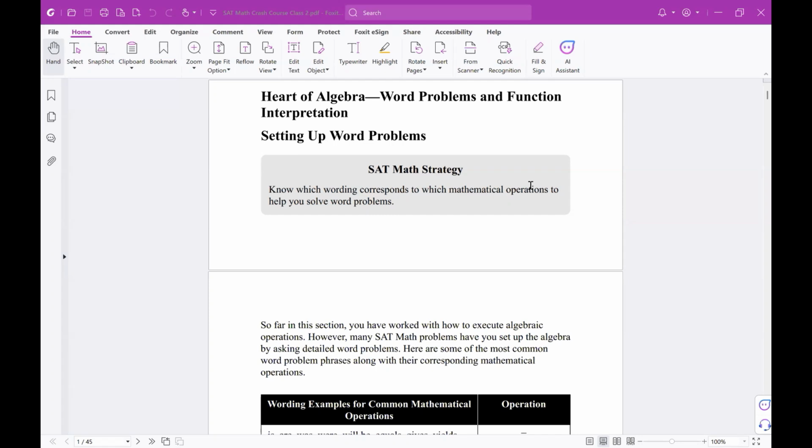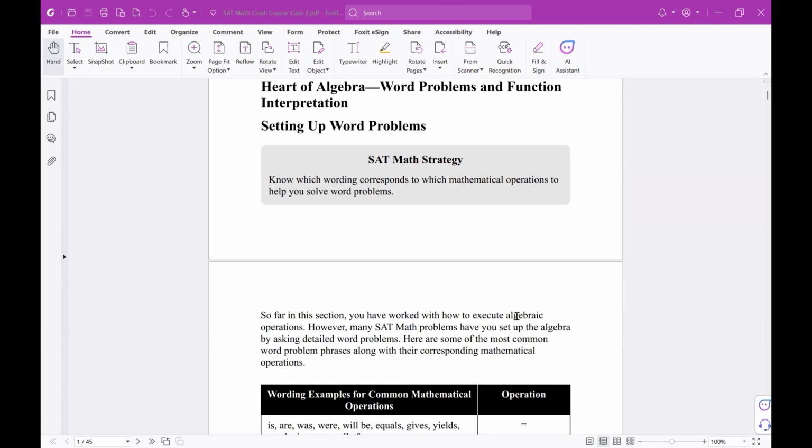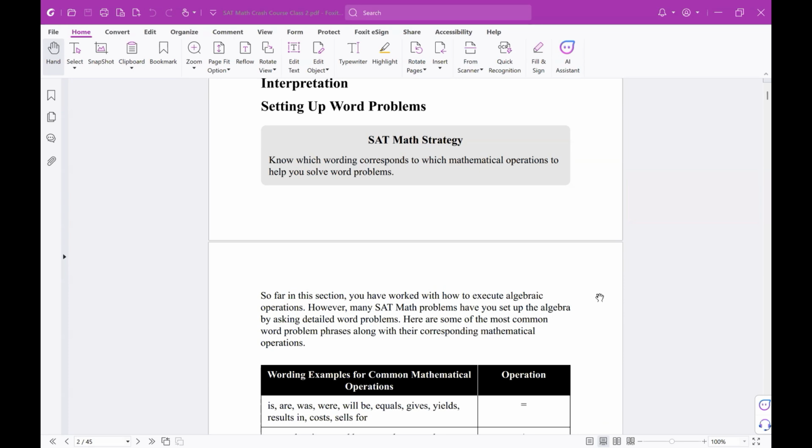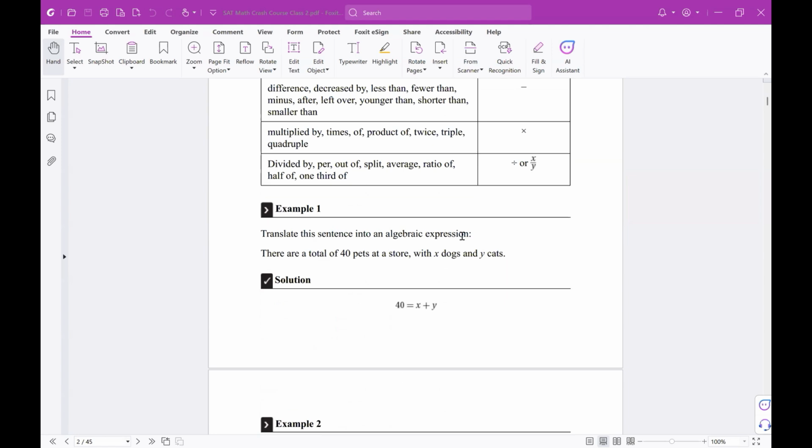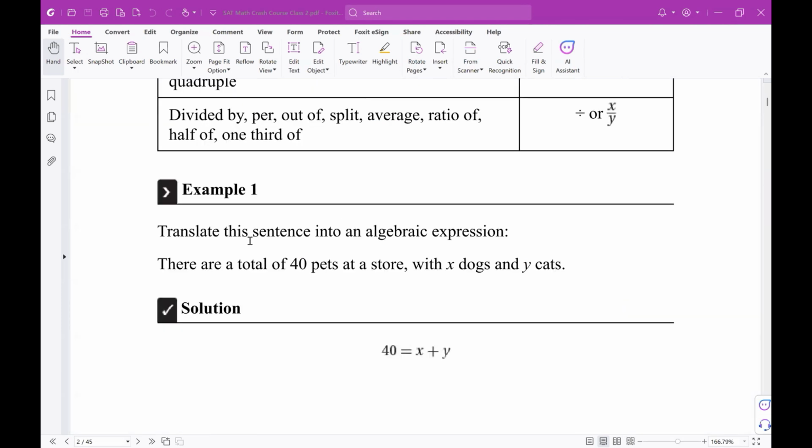We're going to start with the heart of algebra, word problems, and function interpretation. A word problem means that we have some problem that is written down in words. We have a mathematical problem written in words, and we need to solve it by using our concepts of algebra, and sometimes concepts of geometry. Maybe we will also see some similar types of problems in the geometry section.